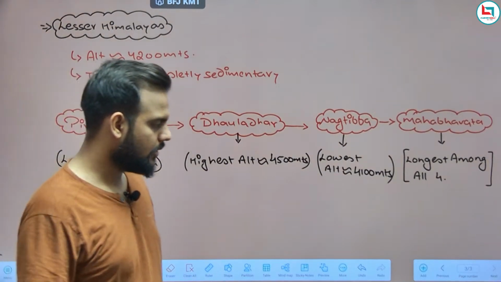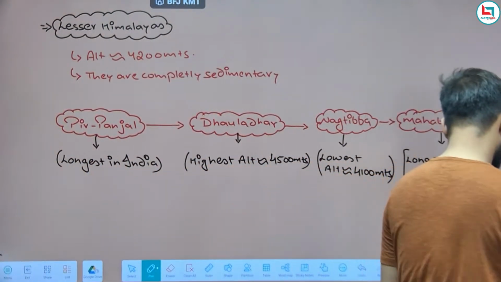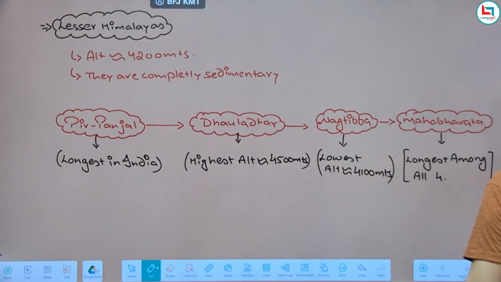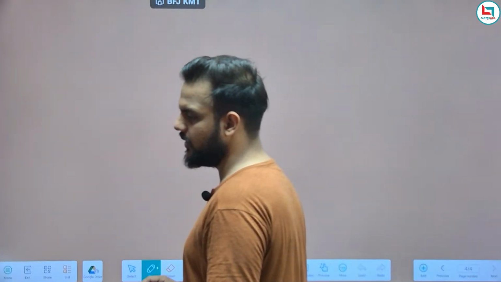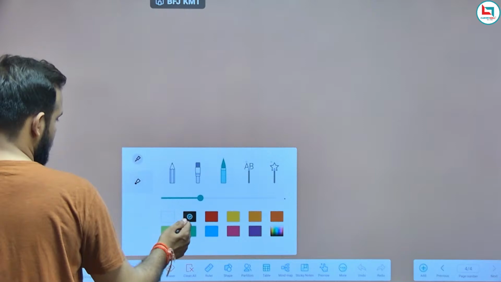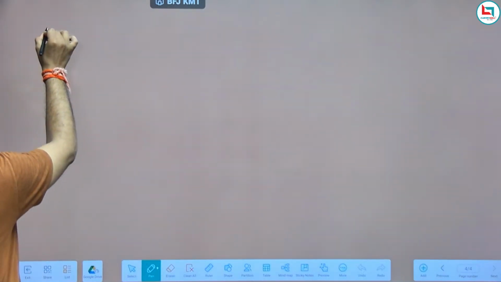Now, buddy, let's move towards the next mountain range. And the next one is the Shivaliks.